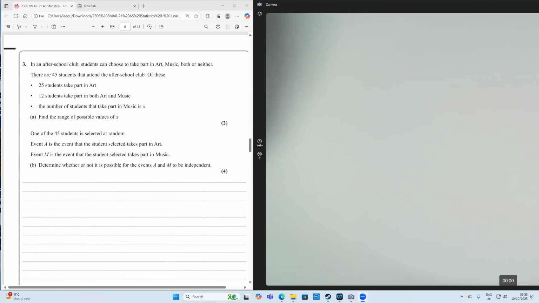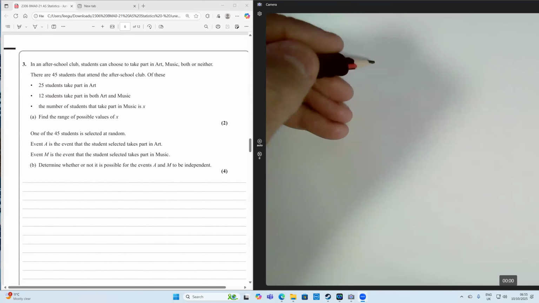It says, in an after-school club, students can choose to take part in art, music, both or neither. There are 45 students that attend the after-school club. Of these, 25 take part in art, and 12 of them take part in both art and music. The number of students who take part in music is X. Find the range of possible values of X.